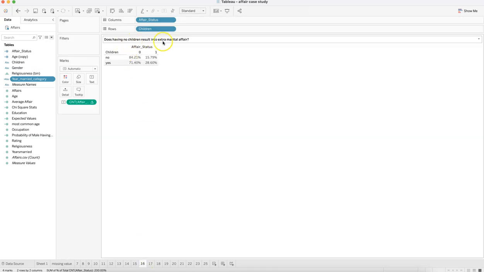All right, let's move on to the next question. Does having no children result in extramarital affairs? Well, you have children over here, you have the affair status, and it basically shows that for children no, for the observations where children are not present, 15.79% of people are engaged, I mean both male and female engaged in extramarital affairs. Where children are present, the value is almost double. So clearly when children are present, they engage more in extramarital affairs.